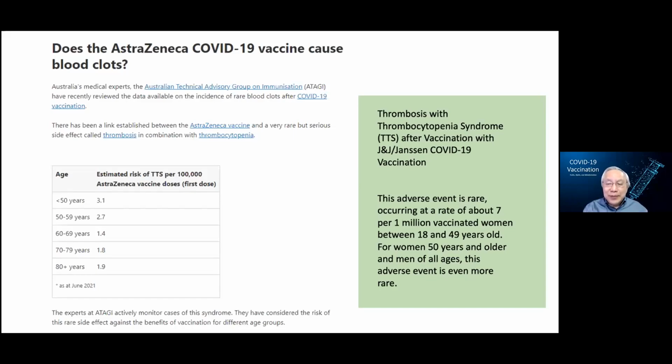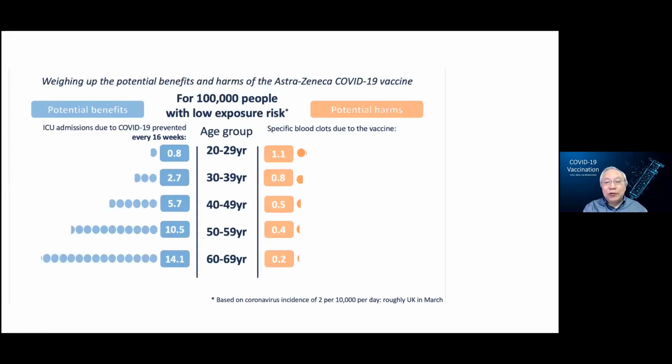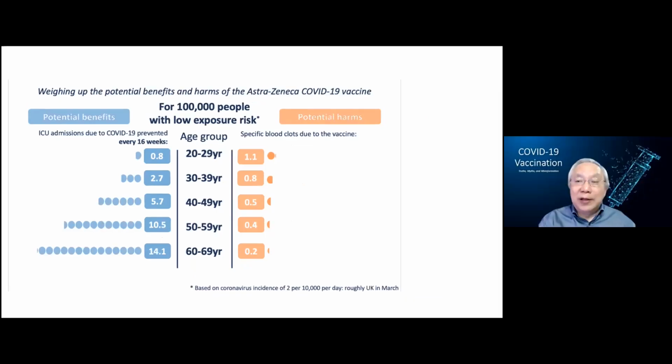Actually, the numbers are very low. We were talking about 7 per million vaccinated women, and we find it's actually higher in younger people. But if we look at it in this way, the risk of people dying from the thrombosis and thrombocytopenia is actually very small. The blue is the people dying from COVID. The orange or the beige is the people who are dying from the blood clot. So it's actually very low.